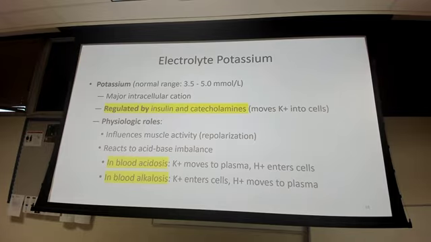Electrolyte potassium, regulated by insulin and catecholamines. In the blood acidosis, the potassium moves to plasma as the hydrogen enters the cells. In blood alkalosis, the potassium enters the cells and the hydrogen moves to the plasma.